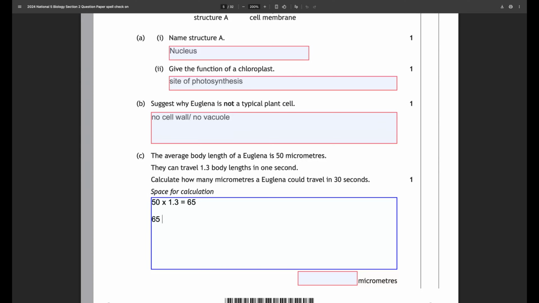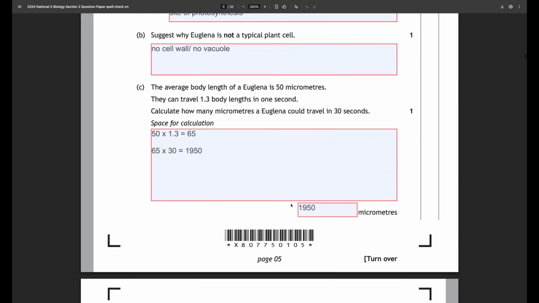However, the question asks us how far can it travel in 30 seconds. So we're going to do the 65. We're going to then times that by 30. And we will get 1950. Okay, 1950 micrometers for that one. Okay, so hopefully you followed how we worked that one out.